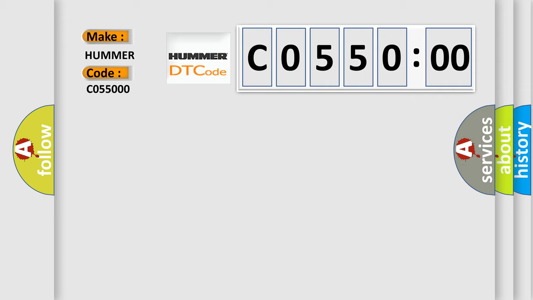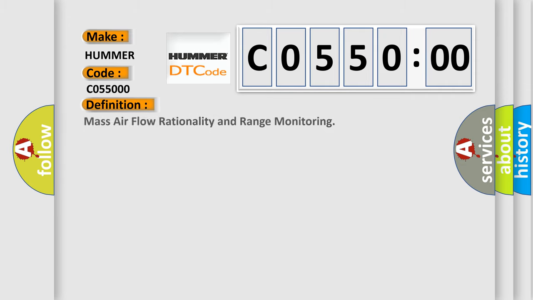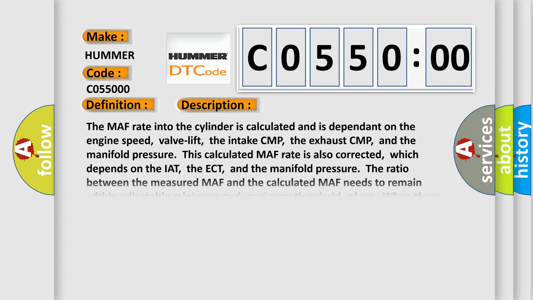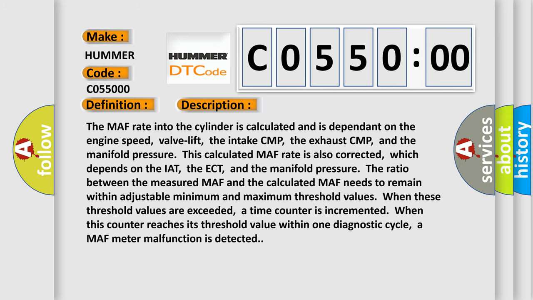The basic definition is mass airflow rationality and range monitoring. And now this is a short description of this DTC code. The MAF rate into the cylinder is calculated and is dependent on the engine speed, valve lift, the intake CMP, the exhaust CMP, and the manifold pressure. This calculated MAF rate is also corrected, which depends on the IAT, the ECT, and the manifold pressure.